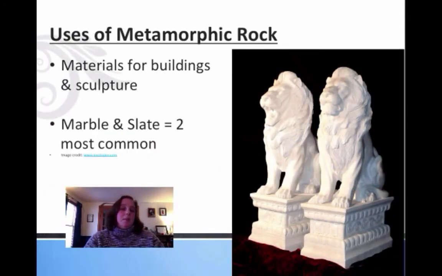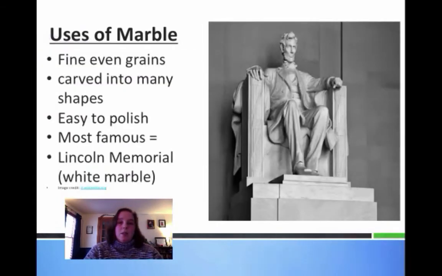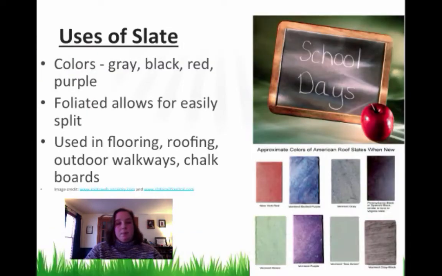So let's talk about some uses of metamorphic rocks. So we use them for materials in buildings and sculptures, like the lions that you see here. Marble and slate are the two most common. Some famous uses of marble include the Lincoln Memorial. They like it because it's very easy to polish, and you can carve it into many different shapes. Now, uses of slate. If you guys ever heard way back in the 1800s when kids went to school, they had to bring slate and chalk. And slate comes in all different types of colors. It allows to be split very easily because it's foliated. We use it nowadays in flooring and roofing. We have some slate here on the farm in an outdoor walkway.